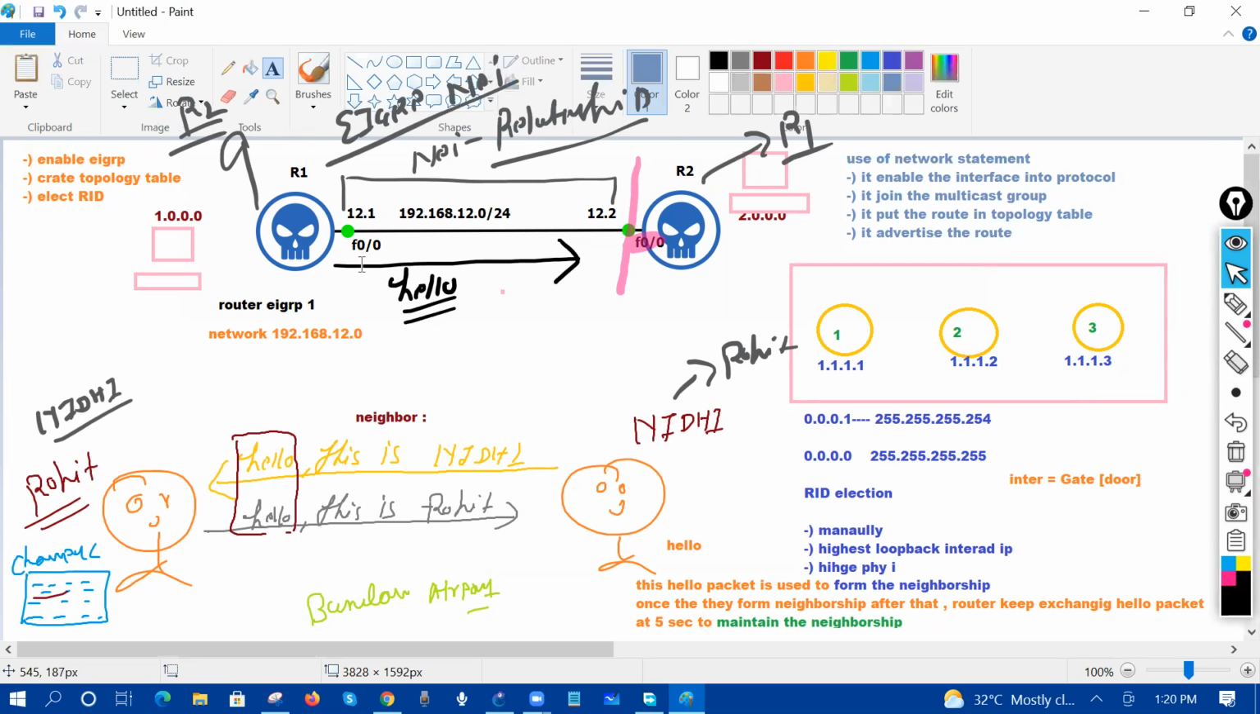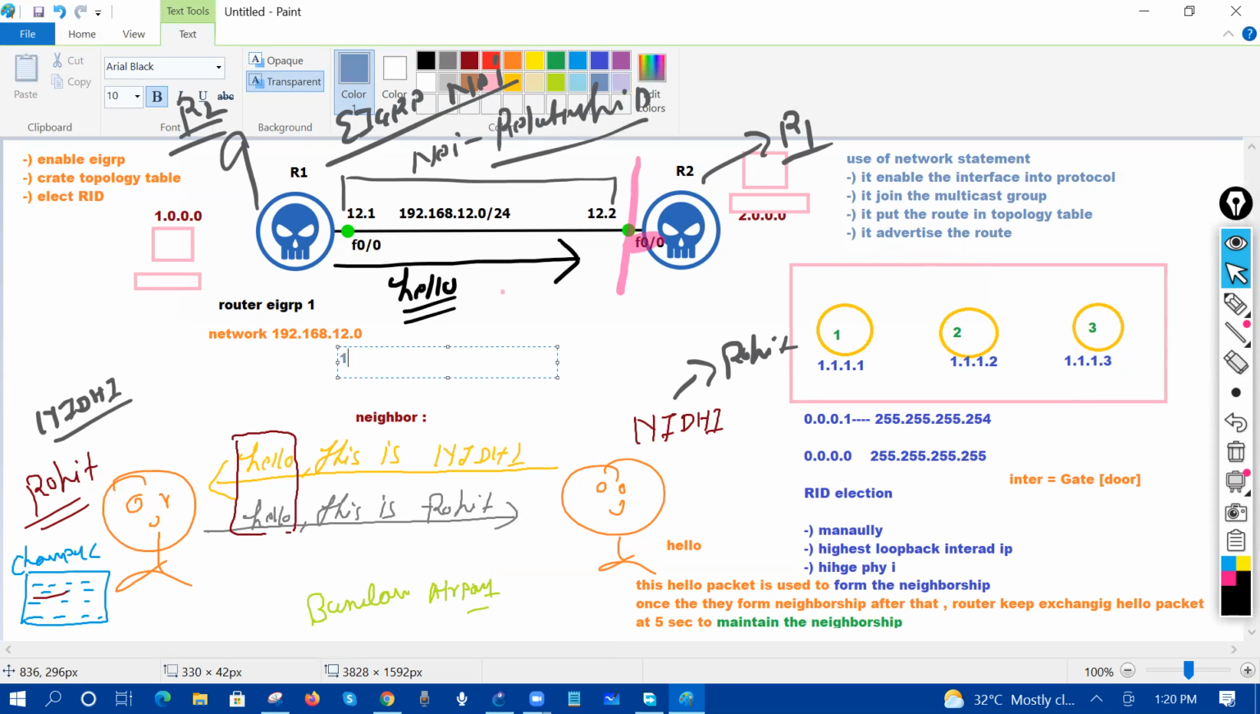So once I have enabled this, interface 0/0, network 12.0. Whatever IPs are present in this interface, you can see the IPs will be near around 12.1 to all these IPs, because for 12.0, the first is the network ID and the last IP is the broadcast IP. So all these IPs will be enabled in the EIGRP routing protocol. If you want to enable only a specific one, you can also enable that.